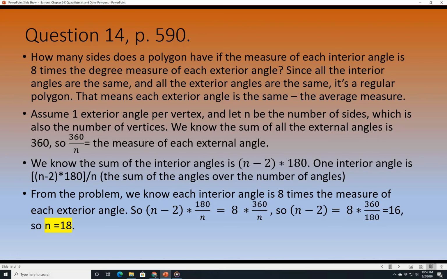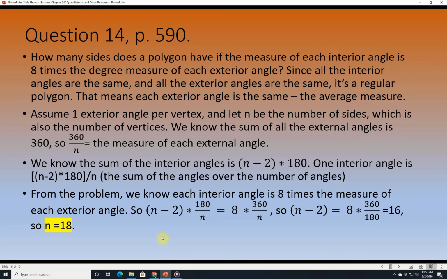We also know the sum of the interior angles is n minus 2 times 180. One interior angle is n minus 2 times 180 over n, the sum of the angles divided by n, which is the number of angles. So from the problem, we know that each interior angle is 8 times the measure of each exterior angle. So n minus 2 times 180 over n is equal to 8 times 360 over n.